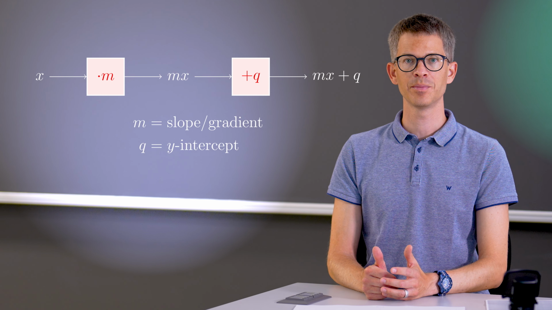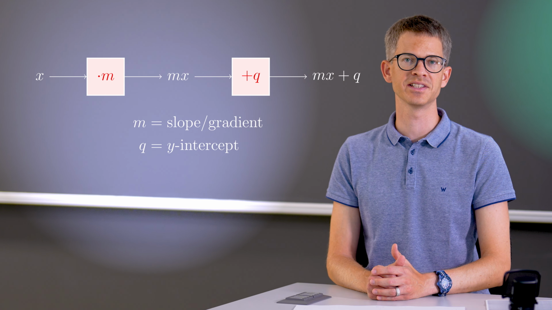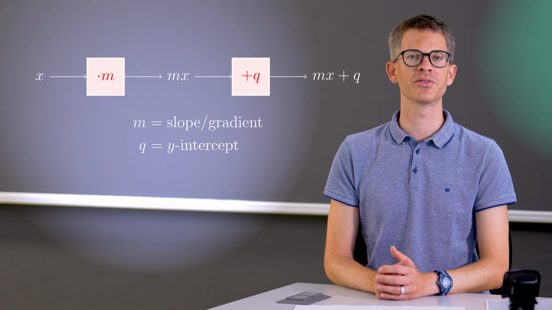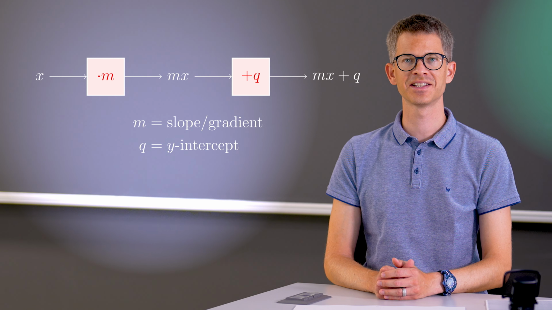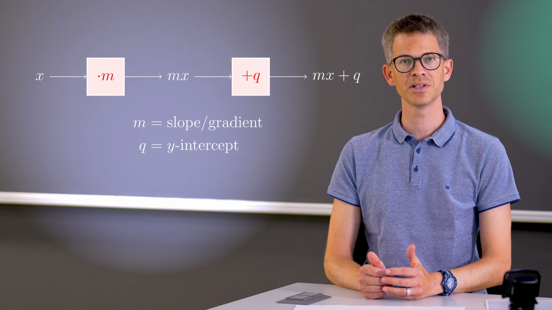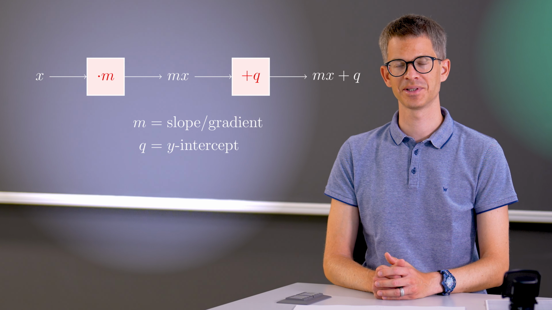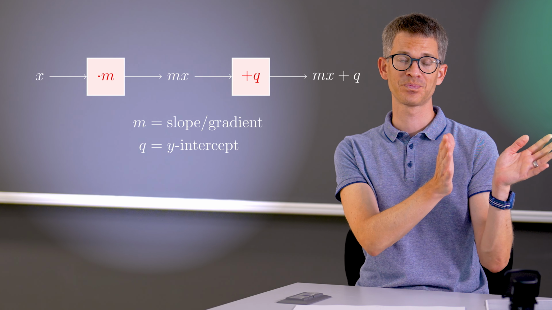The factor by which the input x of a linear function is multiplied is often written as m and sometimes a and is called the slope or gradient. The constant summand that is subsequently added is often written as q and sometimes b and is called the y-Intercept. In this video, I will use the letters m and q.